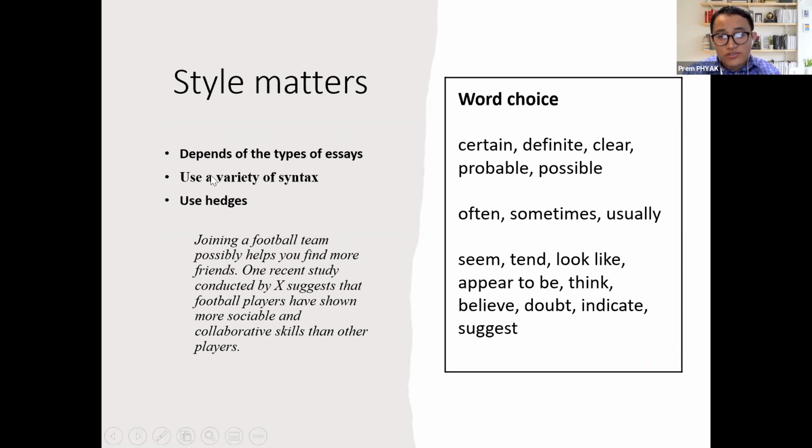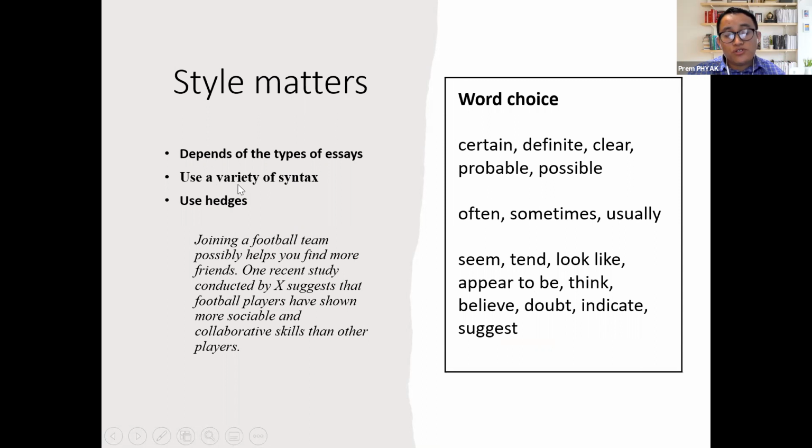So there are different ways to do this. One is definitely word choice. You can use different words to indicate hedges. For example, certain, definite, clear, probable, possible. If you are not really sure about the argument, you can basically use possibly and possible. There are other ways, for example, often, sometimes, usually, seem, tend, look like, appear to be. All these things are helpful words to make your language softer, right?